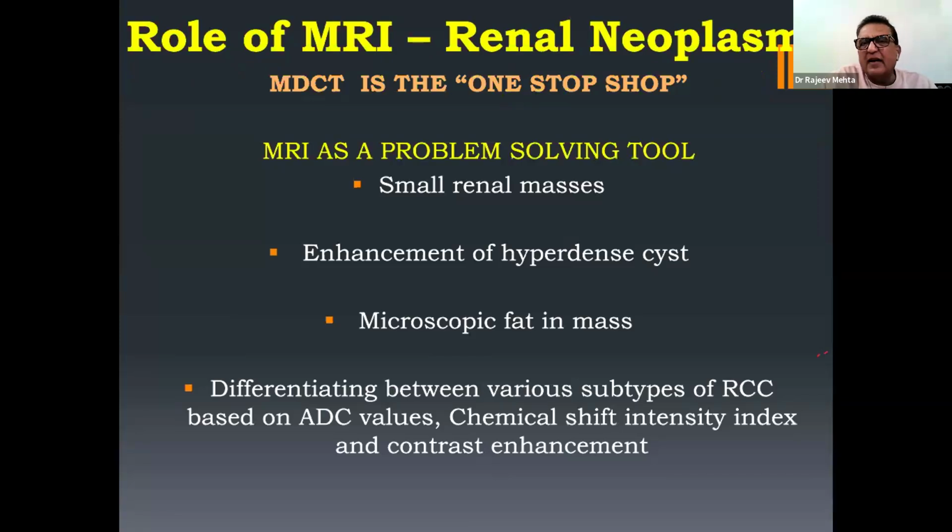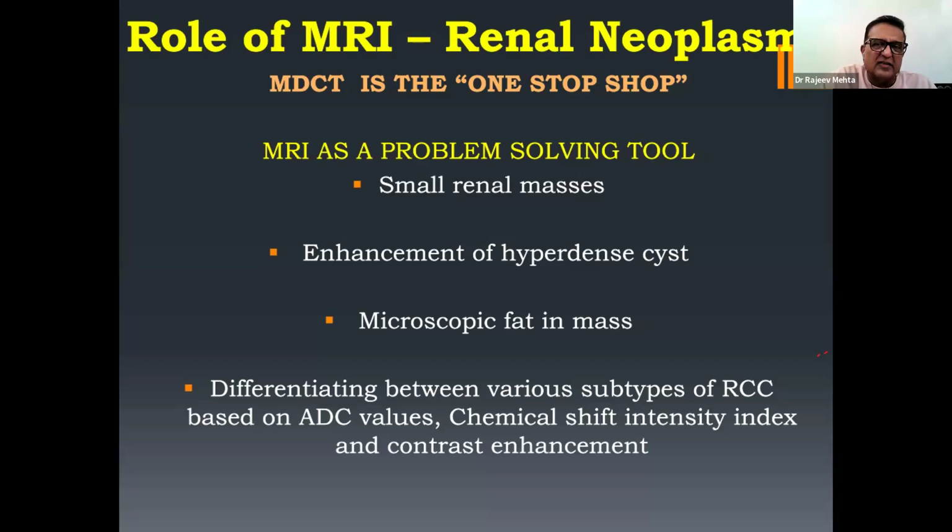Now the question is that so far I've talked about the CT scan, and in my opinion, the multi-detector CT scan using the dynamic multiphasic contrast study is the one-stop shop, not only for diagnosis, characterization and staging, but also for surgical planning. However, MRI is at times required as a problem-solving tool, especially for small renal masses.